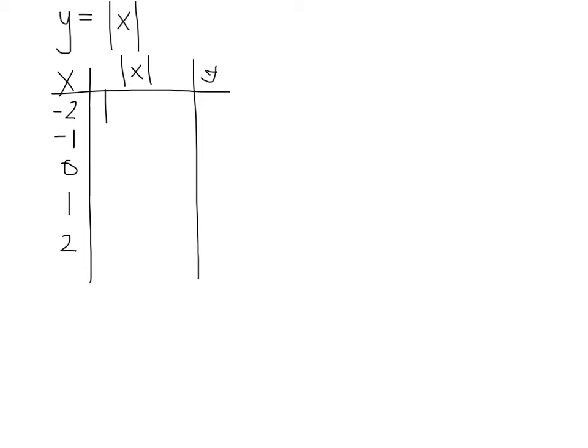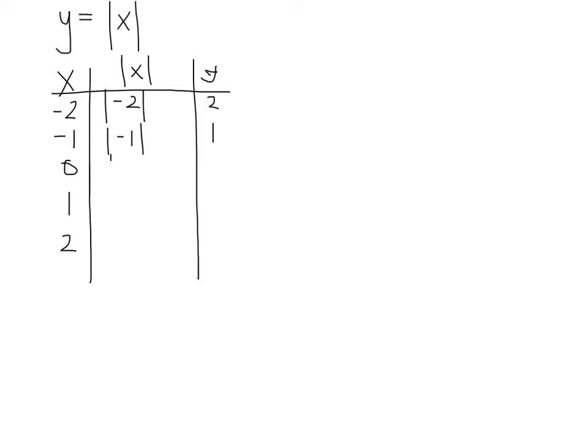So I'm going to replace the x with -2. The absolute value of -2, which is how far -2 is from 0, is 2. Next I'm going to replace the x with -1. What's the absolute value of -1? Well, it's how far -1 is from 0, so it's 1.